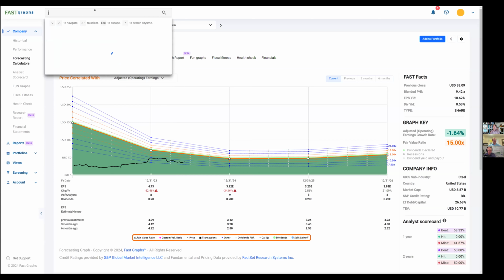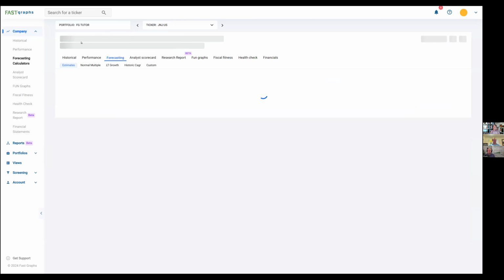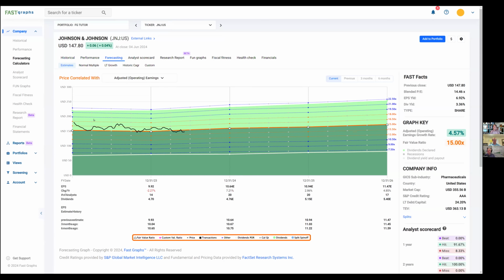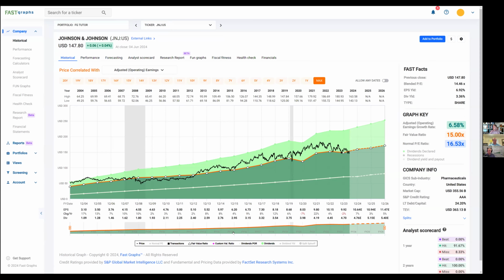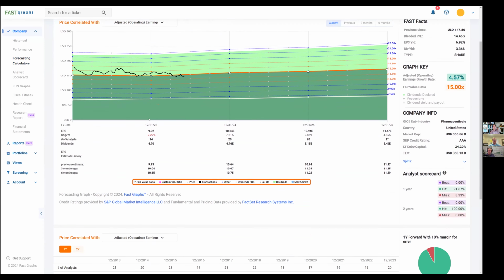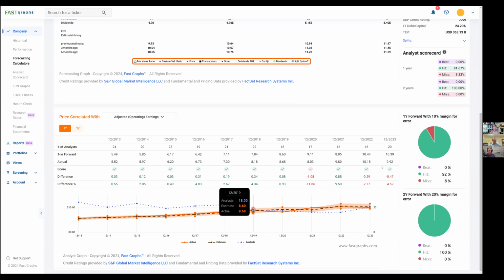If I look at a stock like Johnson & Johnson, one of the few AAA rated companies on the planet, analysts are saying 4.5% going forward. If I look at their history, I see very consistent earnings. I do see the market has a tendency to price a premium multiple on this AAA rated company. But when I look at the forecasting calculator here and go down to the analyst estimates, they've been almost perfect. They did miss 8% of the time on the 1 year forecast, but that really includes COVID and even the last couple of years. But the 2 year forward estimates have been 100% on the money.